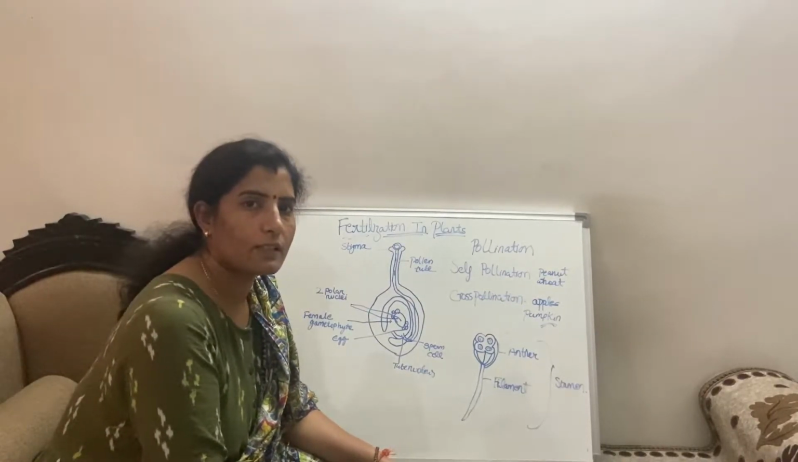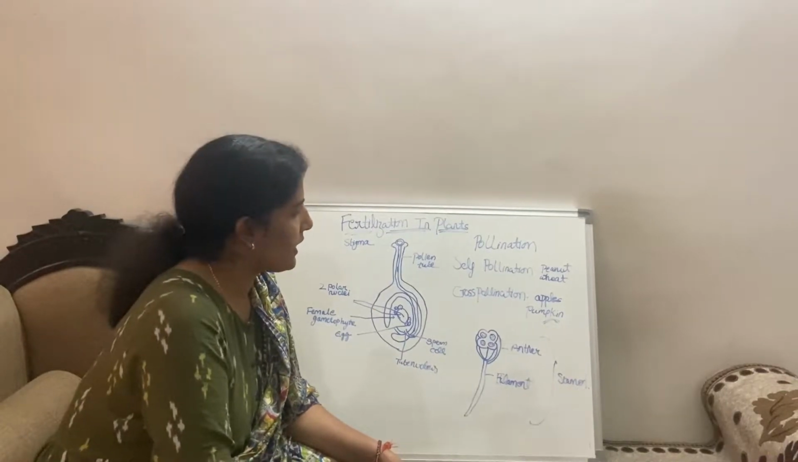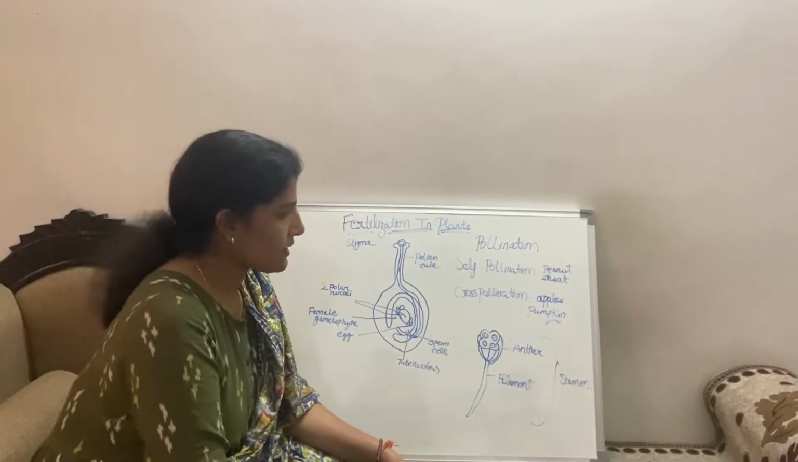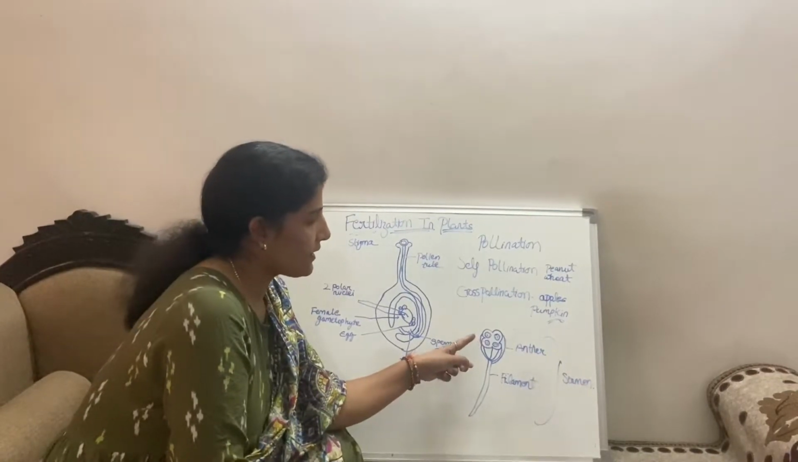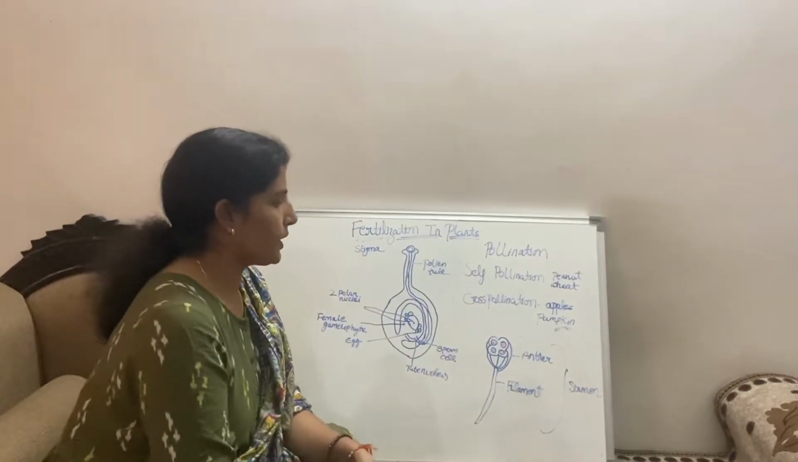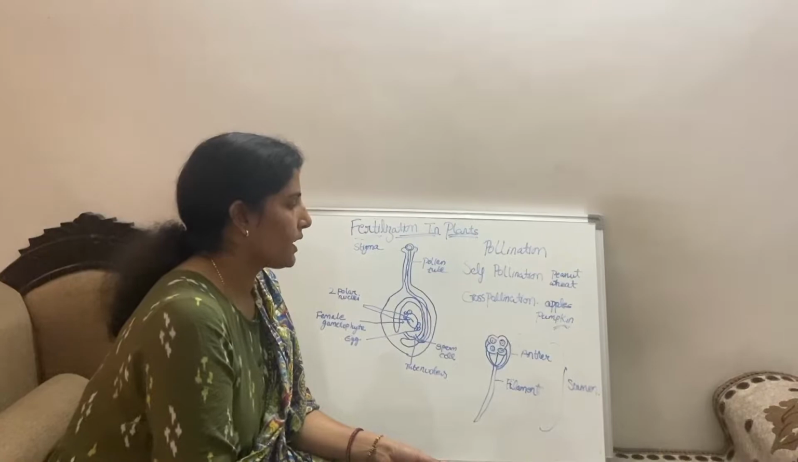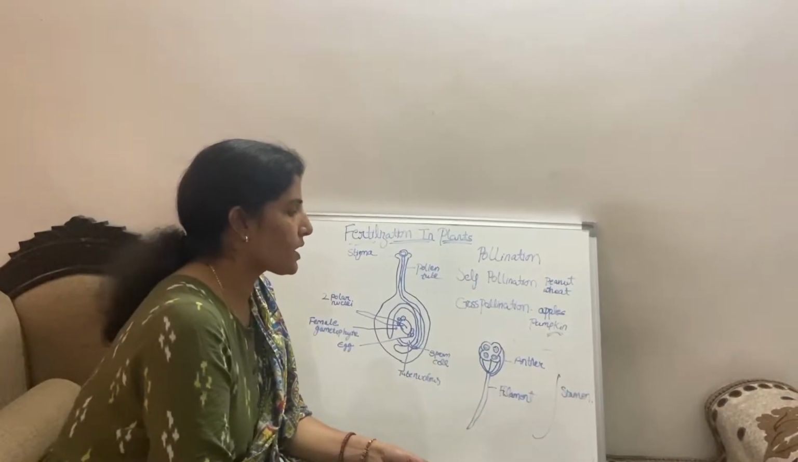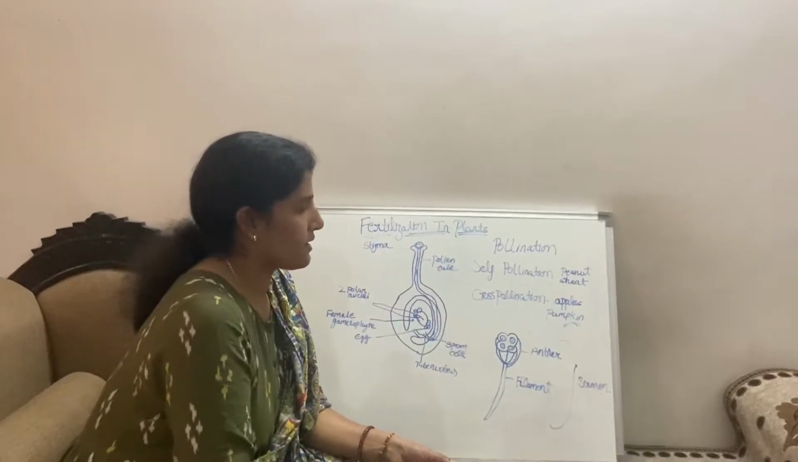We know which is the male reproductive part. The male reproductive part of a flower is stamen. It has anther and filament, and inside the anther it contains pollen grains. So pollen grains, when fused with the ovules, form a zygote. This fusion is known as fertilization, and we will discuss it in detail.